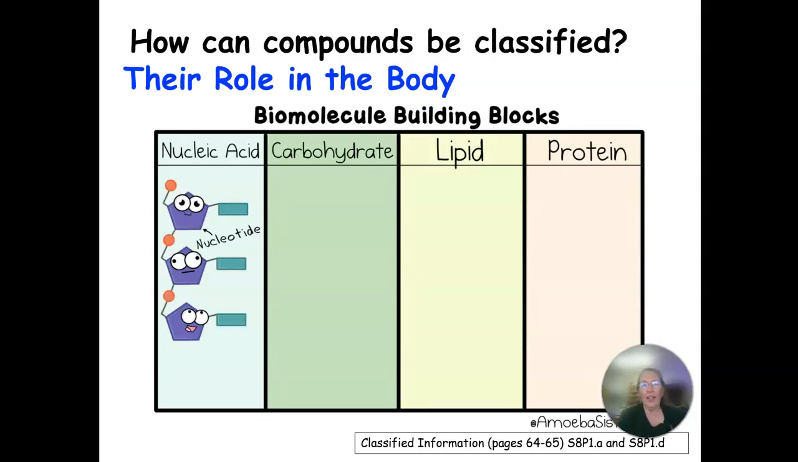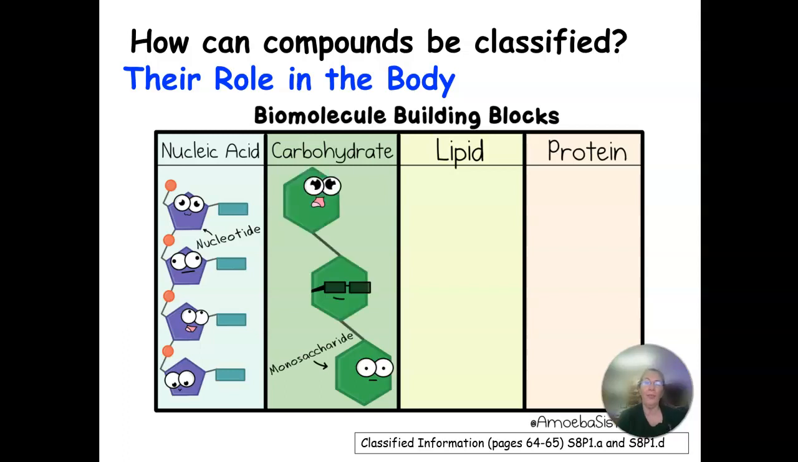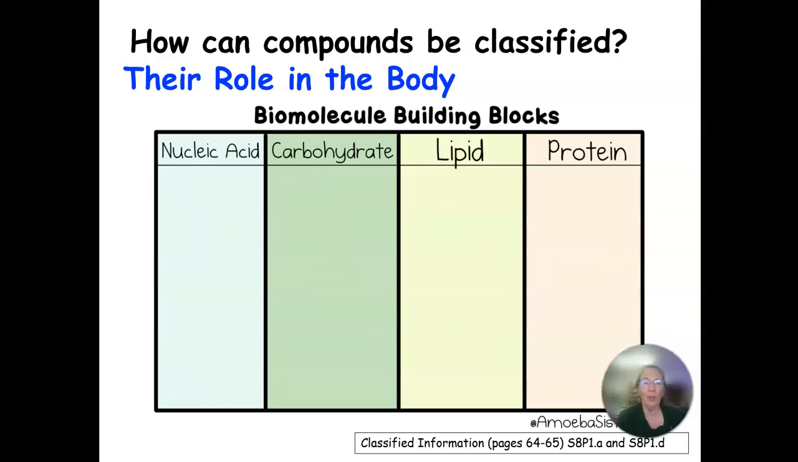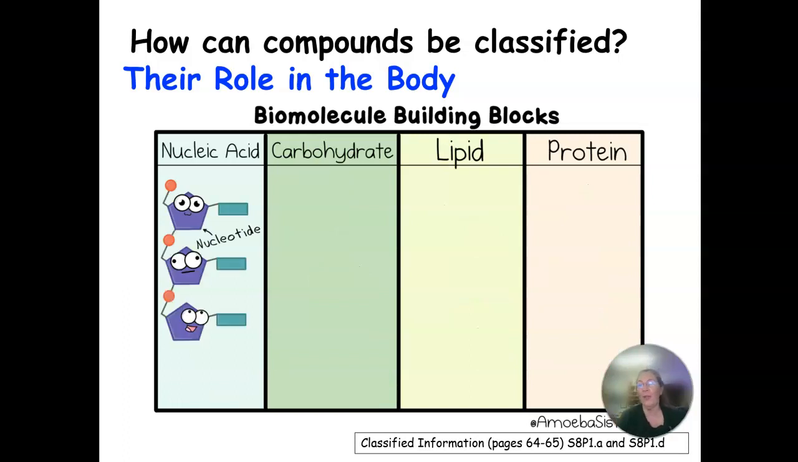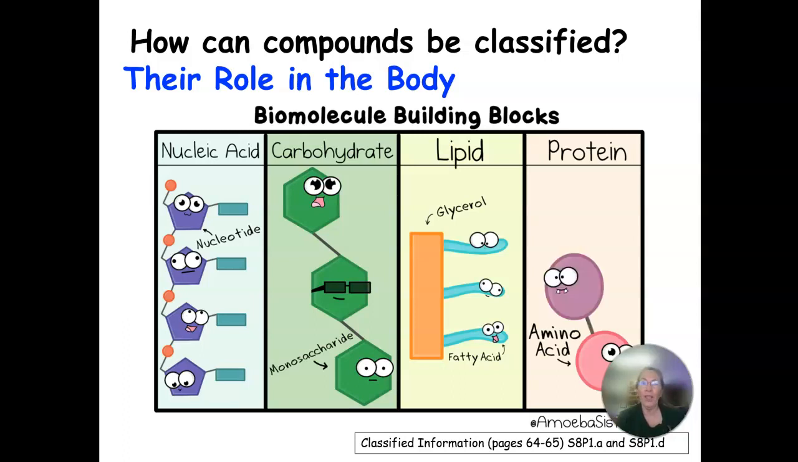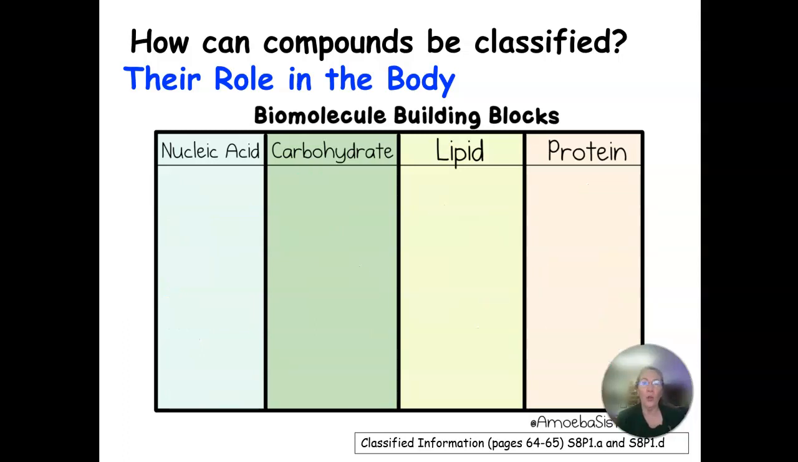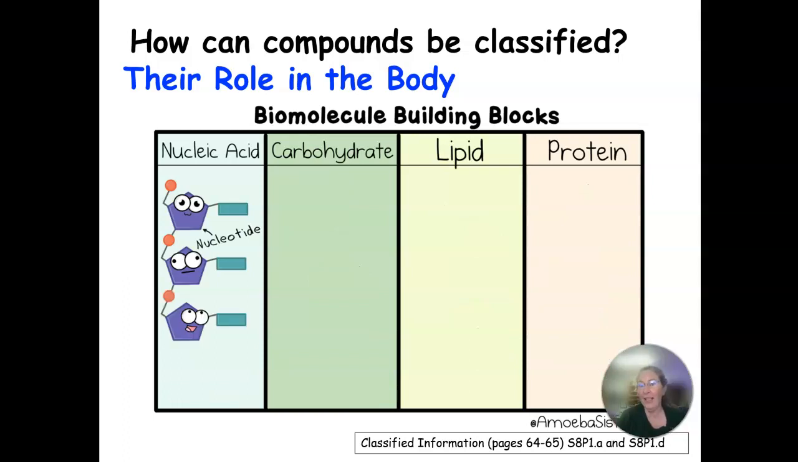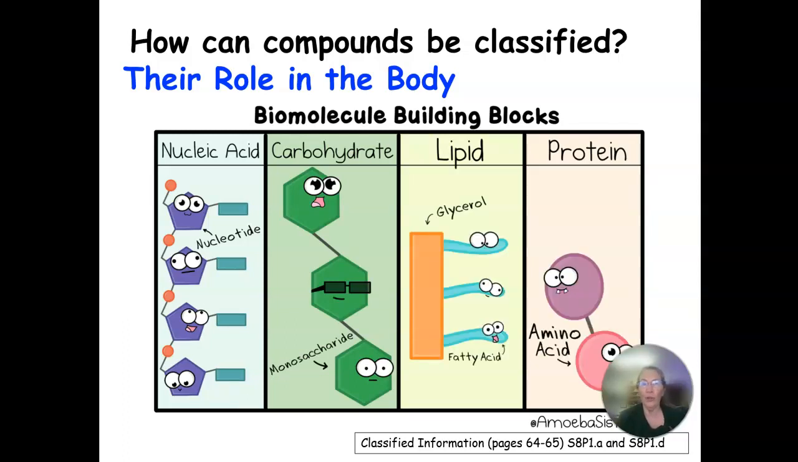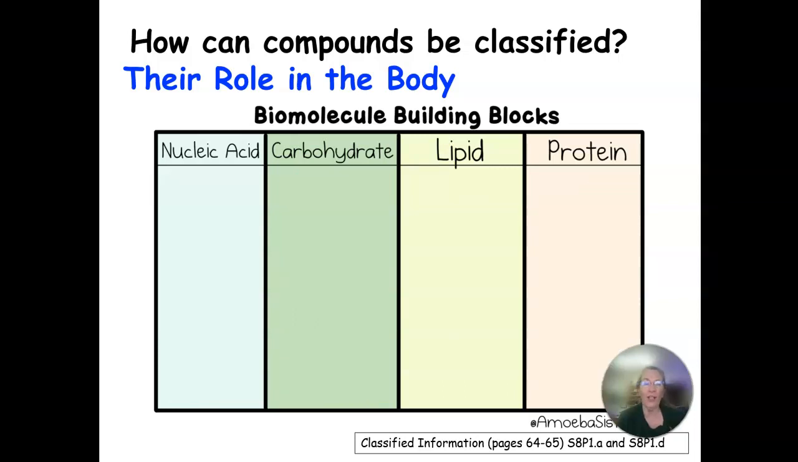So the next way we can classify compounds is what they do in the body. So we have 4 main groups. All of these are organic, by the way, meaning that they have carbon. We have nucleic acids, carbohydrates, lipids, and proteins. Nucleic acids carry our genetic information like DNA and RNA. Carbohydrates are broken down to make ATP, which is the energy molecule of our body. Examples of carbohydrates would be glucose, fructose, sucrose. Polysaccharides would be starch.